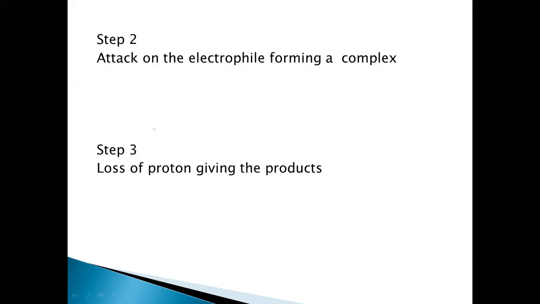The second step is attack of the electrophile, forming a sigma complex. The pi electron cloud of the benzene ring attacks the electrophile. This is a strong electrophile with a partial positive charge at one end and a partial negative charge on the other end of the catalyst. So this is positive and this should be negative, because the electrophile is the attacking agent. So the benzene attacks on this electrophile here.